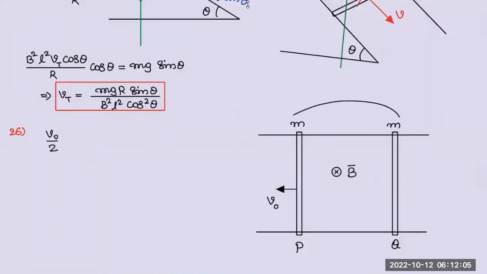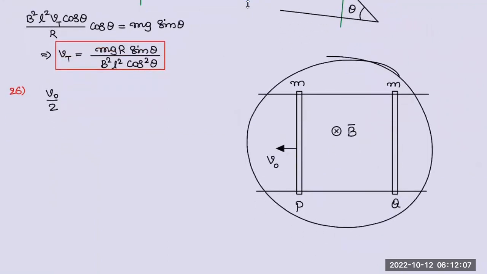Using conservation of momentum: the initial total momentum of the system is m into V naught. Final momentum is (m plus m) times V, as both are moving together. So V is equal to V naught by 2. Answer.